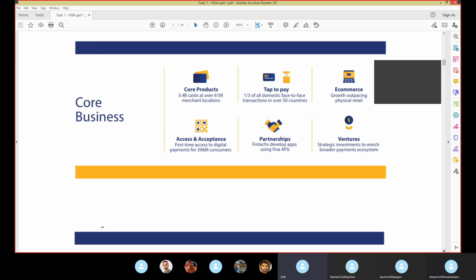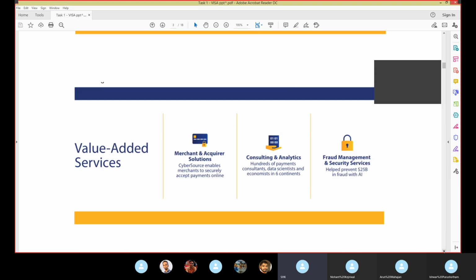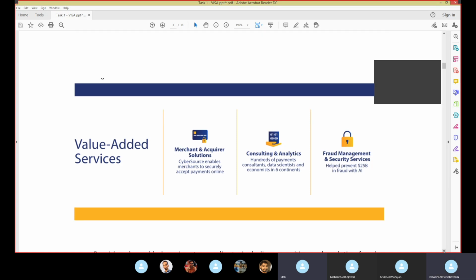Then we can move to the next slide if there are no questions here, please. Yeah, the most value-added service which they are doing is what I mentioned. It is more of a merchant and acquiring solution. They are connecting the merchants and the consumer, and in the end they are moving the goods and services, and each party is getting benefited.